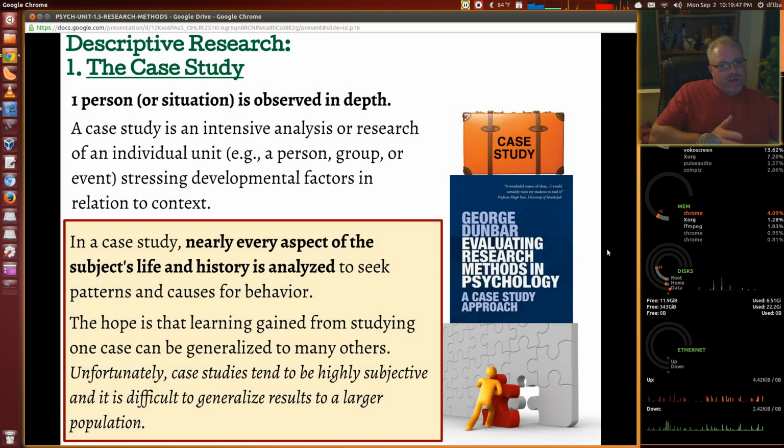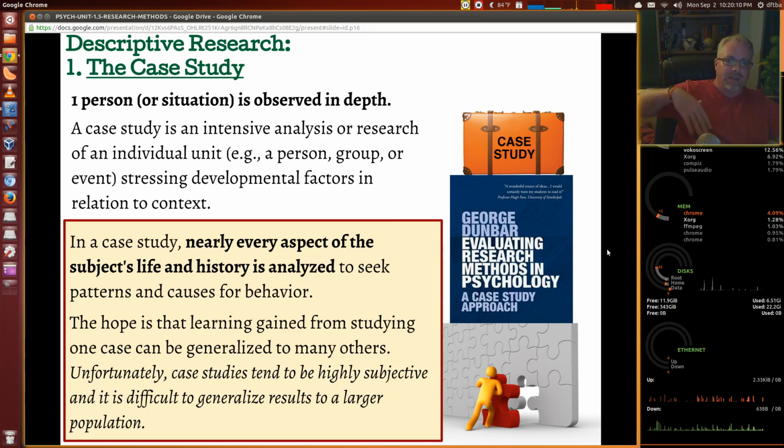One method is called the case study. So it's a person or a situation or a small group where you're going to observe it in depth. Case study is intensive. It's an analysis and research of an individual unit, like I said, a person, group, or event, and it's stressing developmental factors in relation to the context. So nearly every aspect of the subject's life and history is going to be looked into and evaluated.